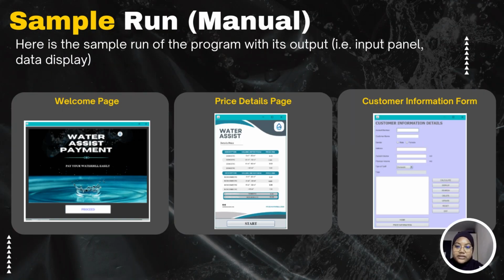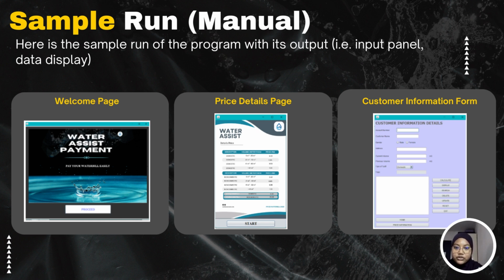I will continue the presentation for sample run. Here is the overall view of the sample run. The first one is welcome page form. The next one is price detail form. Then the last one is customer information form.